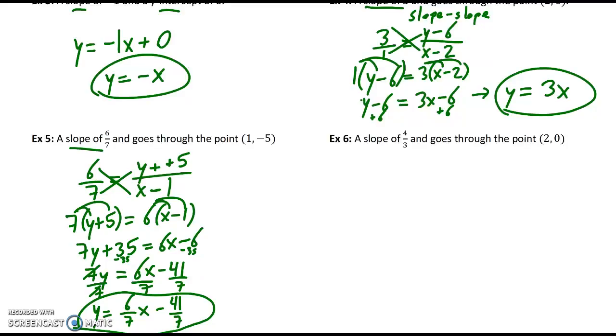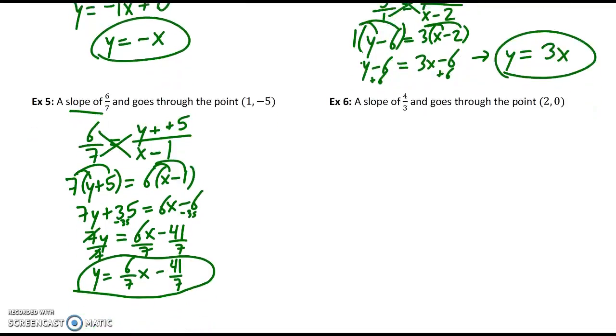Okay? Again, what's nice about slope, slope is you don't deal with the fraction until the very end. And it makes life nice for you. Number 6, the slope of 4 over 3, and it goes through the point 2, 0. So again, slope, slope, y minus over x minus. Okay? The y-coordinate in this case is 0. The x-coordinate's 2. Okay? Cross multiply.